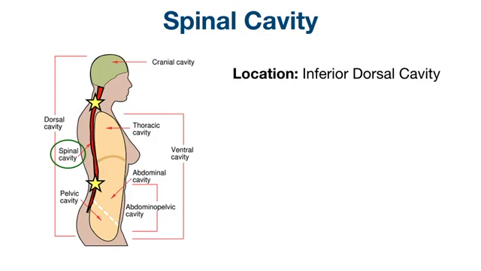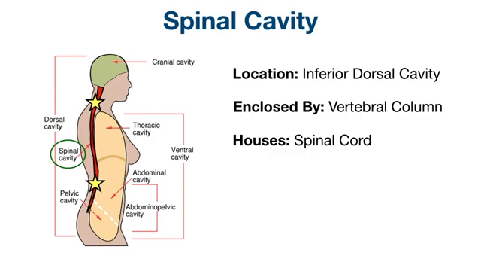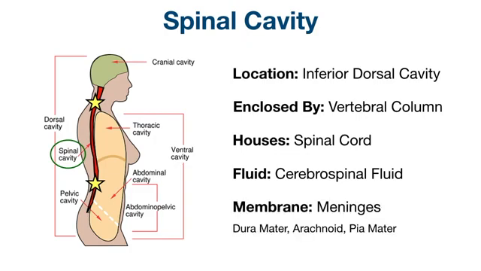stars. The spinal cavity is enclosed by the vertebral column or spine, and it houses the spinal cord. The spinal cavity also contains cerebrospinal fluid that helps protect the spinal cord. Remember, the cranial cavity and spinal cavity are continuous with one another, so it makes sense they both contain CSF. Likewise, the meninges line the spinal cavity, just like the cranial cavity.